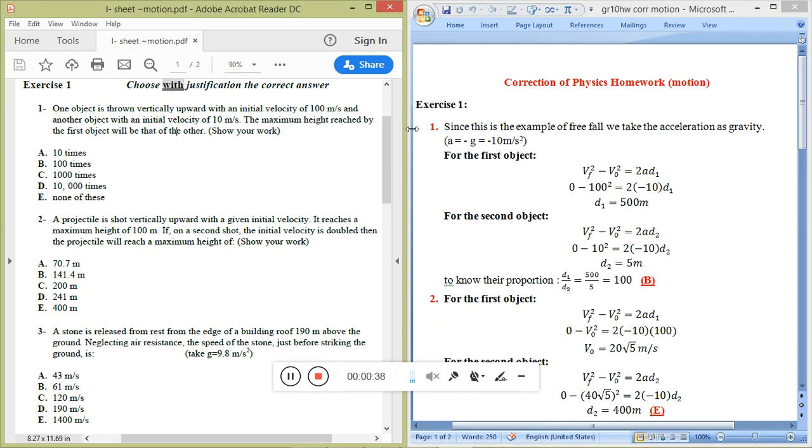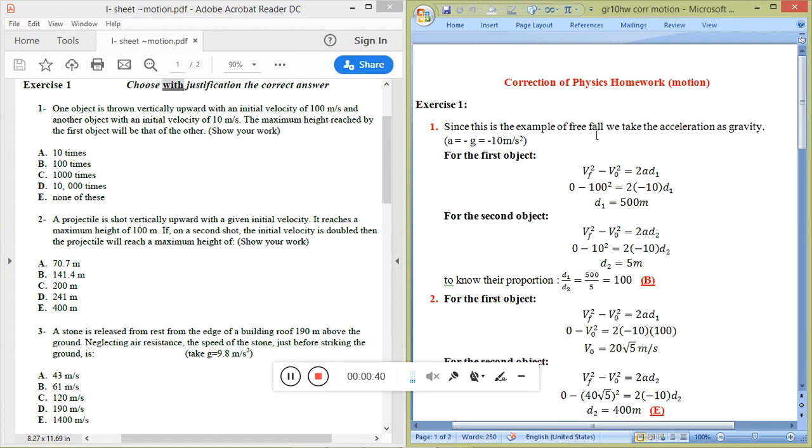At first, since this example is free fall, and the ball is rising in the air or falling, we take the acceleration as the gravity. You can always use gravity whenever the object is falling, so the acceleration is equal to gravity, which is 10. Whenever the object is rising in air freely without friction, the acceleration will be opposite to the gravity, which is minus g, which is minus 10 meters per second squared.